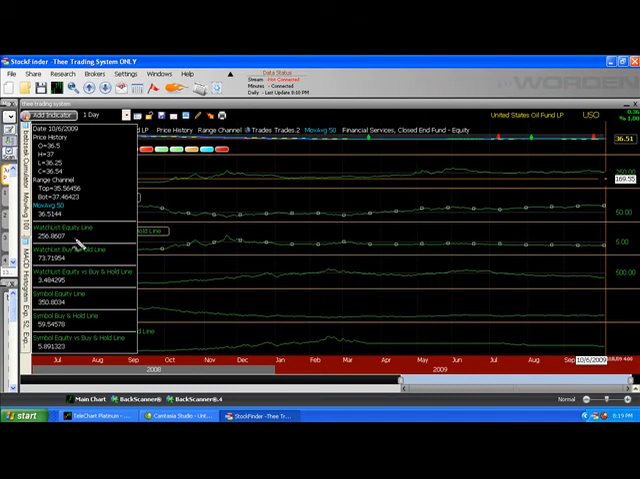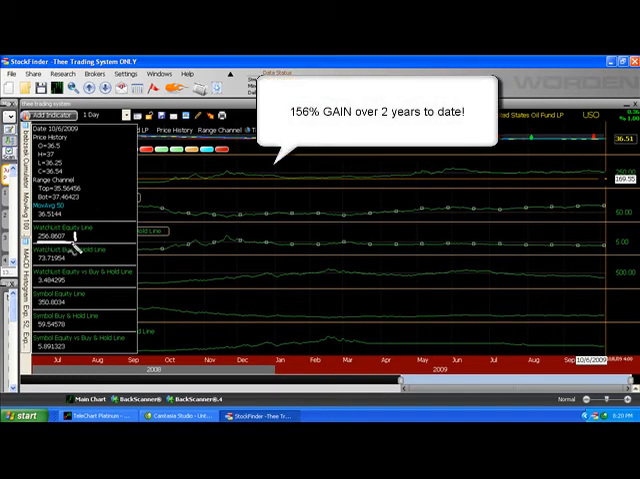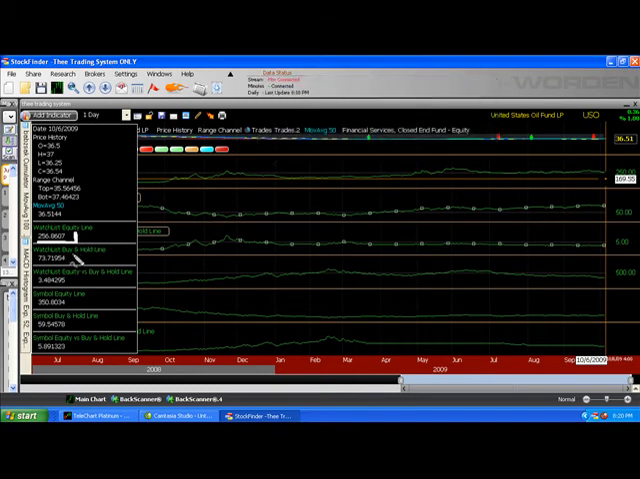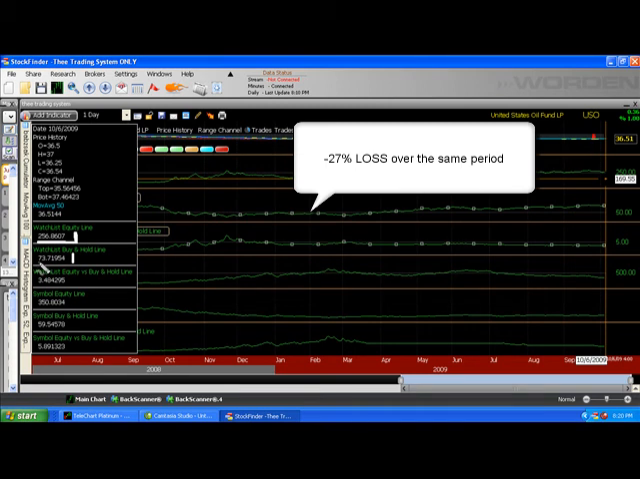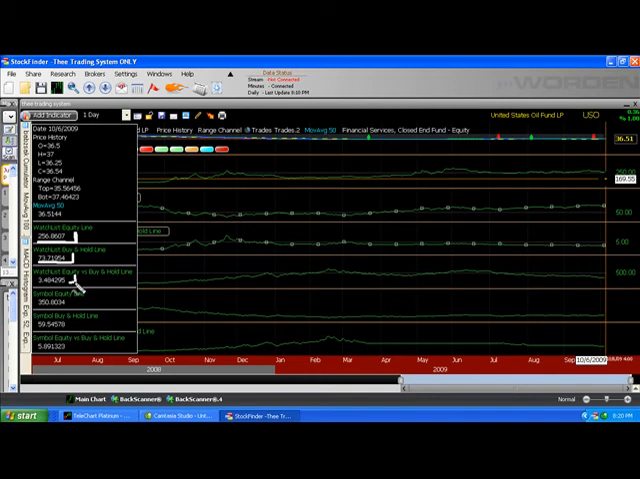We started with $100 over 2 years ago, or 2 years to date. That $100 became $256. So that is $156 we made during the 2-year period. The buy and hold came in at $73. So out of the $100, it lost nearly $27. We did about 3.5 times better than buy and hold in the market.